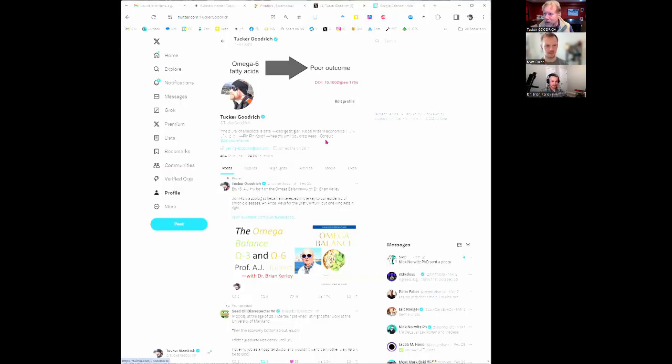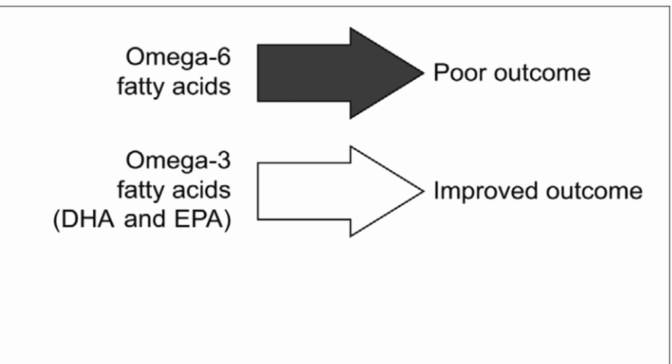Here, let me share a screen for a second, because this is just so funny. All right, so do you guys see this? Yep. Your Twitter. Okay, up at the top, omega-6 fatty acids lead to poor outcome with the DOI. Yeah. Okay, I'm going to stop sharing that.